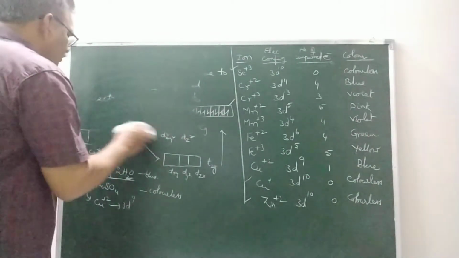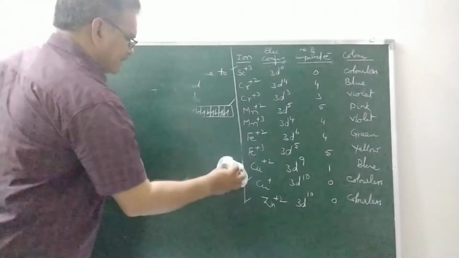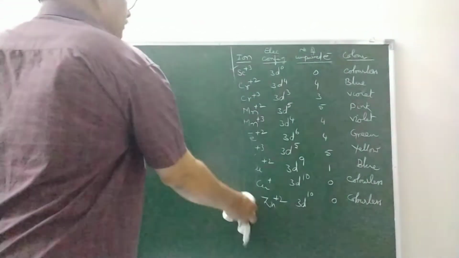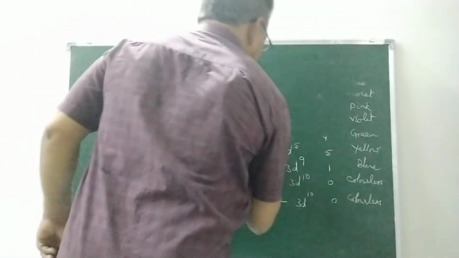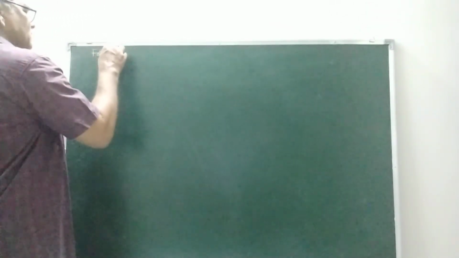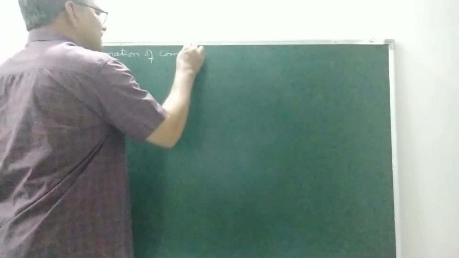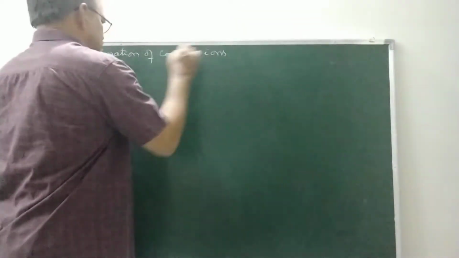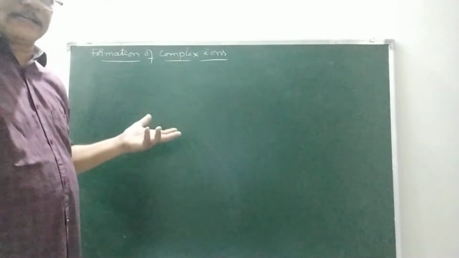Next, another property of d block elements is the formation of complex ions or complex compounds. Why do d block elements form complex compounds or complex ions? This will be discussed in detail in the next class.